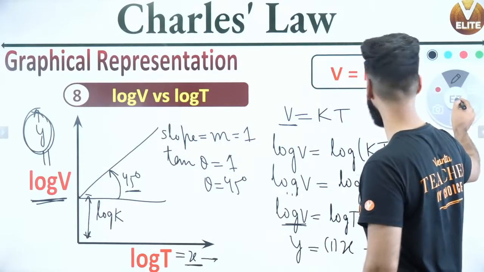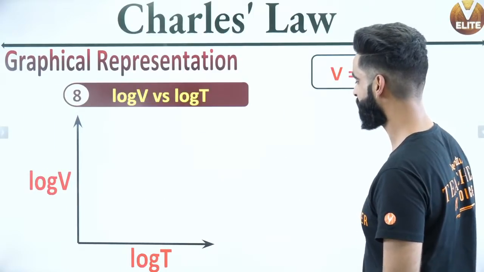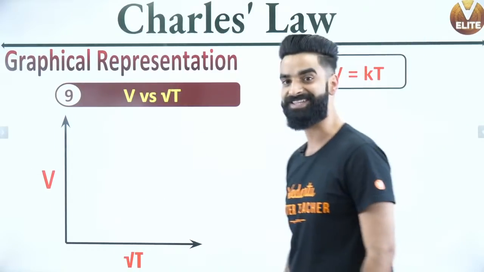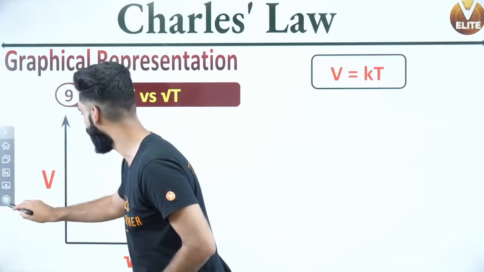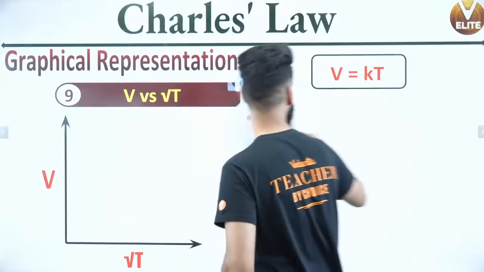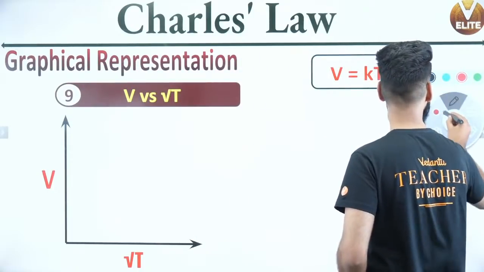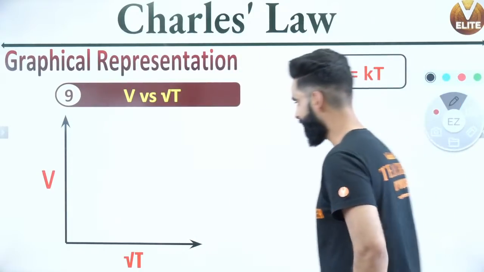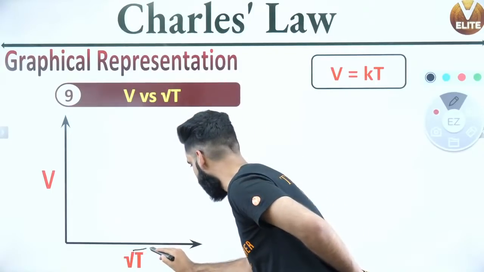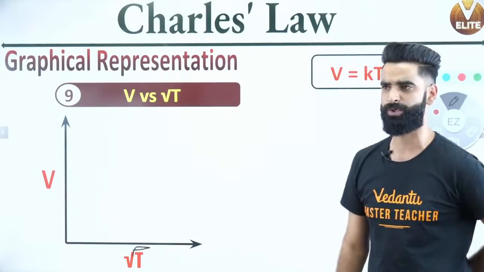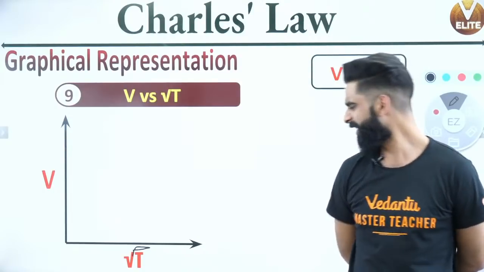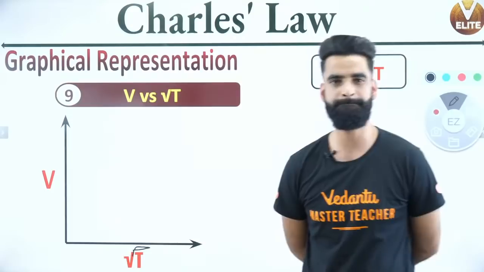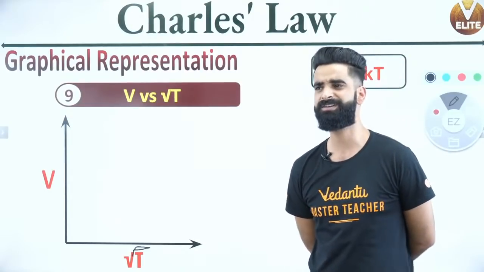Let me see if there is one more. Yes. We have got one more curve over here. That is volume versus under root of t. Volume versus root t. V versus root t. What do you think will be the nature of the curve between V versus root t? I'm giving you some time. Just have a look at it.